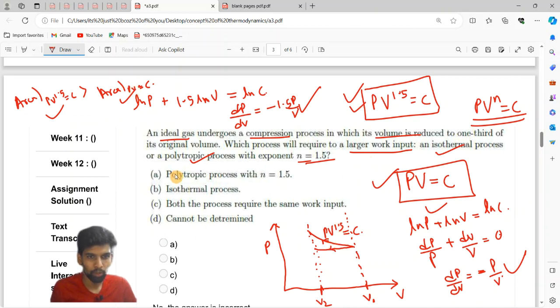So the polytropic process will require larger work input than the isothermal process. What we can write is, which will require larger work input. So the polytropic process with n equal to 0.5 will require larger work input. I hope you got it.